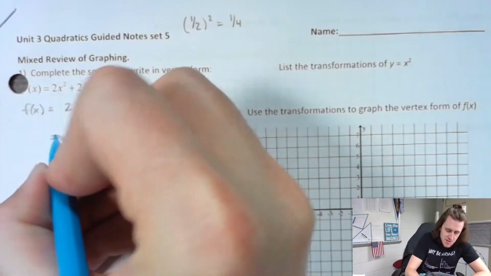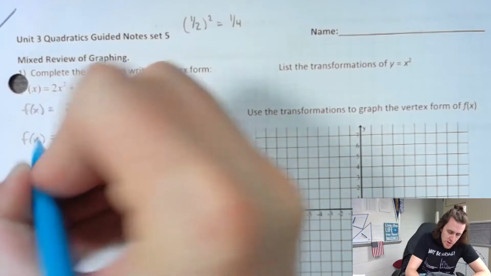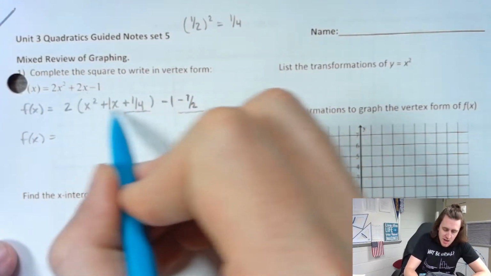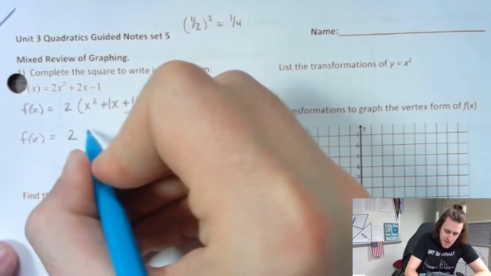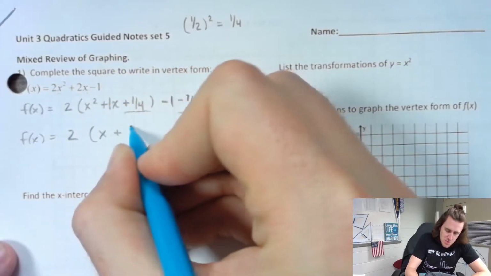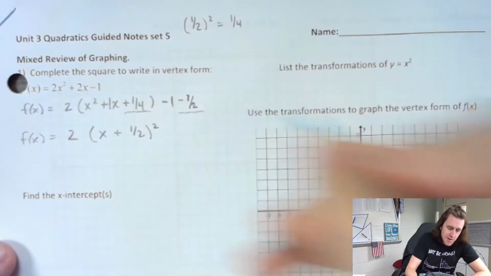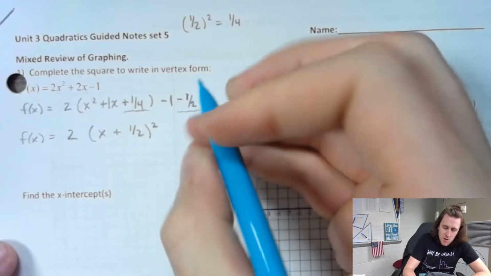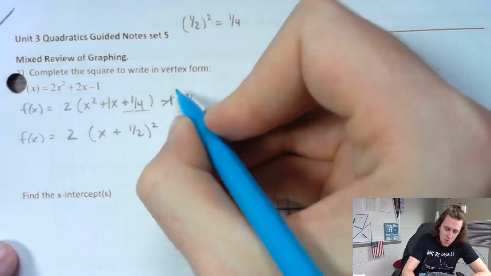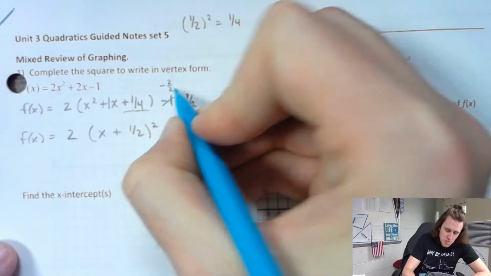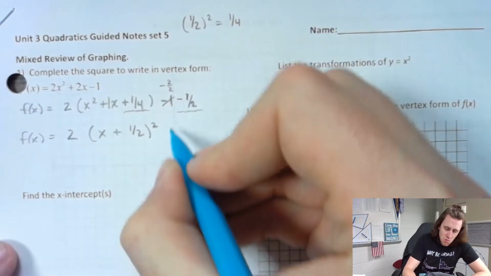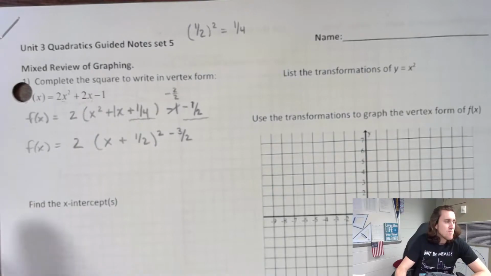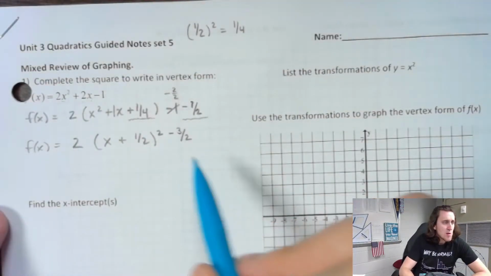And then factor. So the whole reason why we did that cut in half and square it thing is that it makes this into a PST. This factors real pretty as x plus 1/2 squared. And then we need a common denominator on the outside. Remember that 1 is the same thing as 2 over 2. So 2 and 1 makes 3, so 3 over 2. And now we're in vertex form.